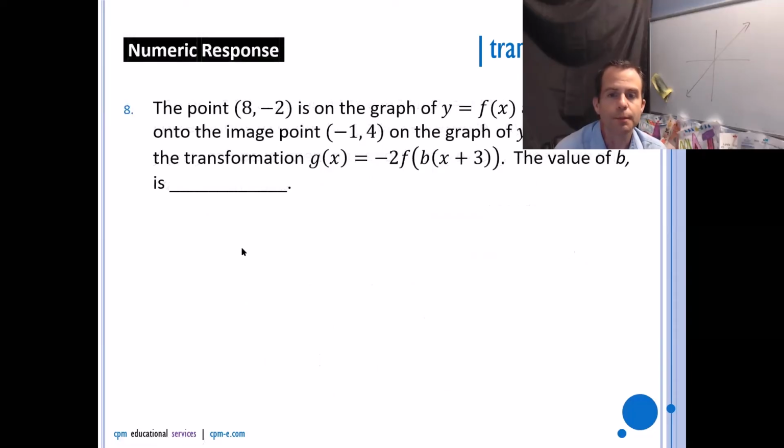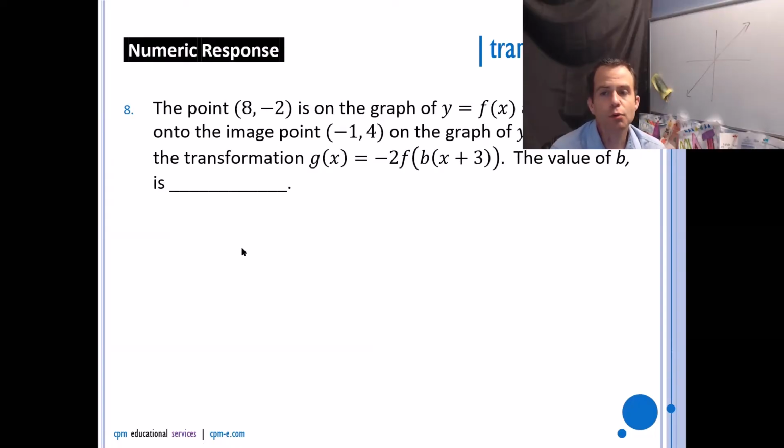Okay, the point (8, -2) is on the graph of y equals f of x and is mapped onto the image point (-1, 4), and that's on the graph of y equals g of x, by the transformation g of x equals -2 f of bx plus 3. What is the value of b?